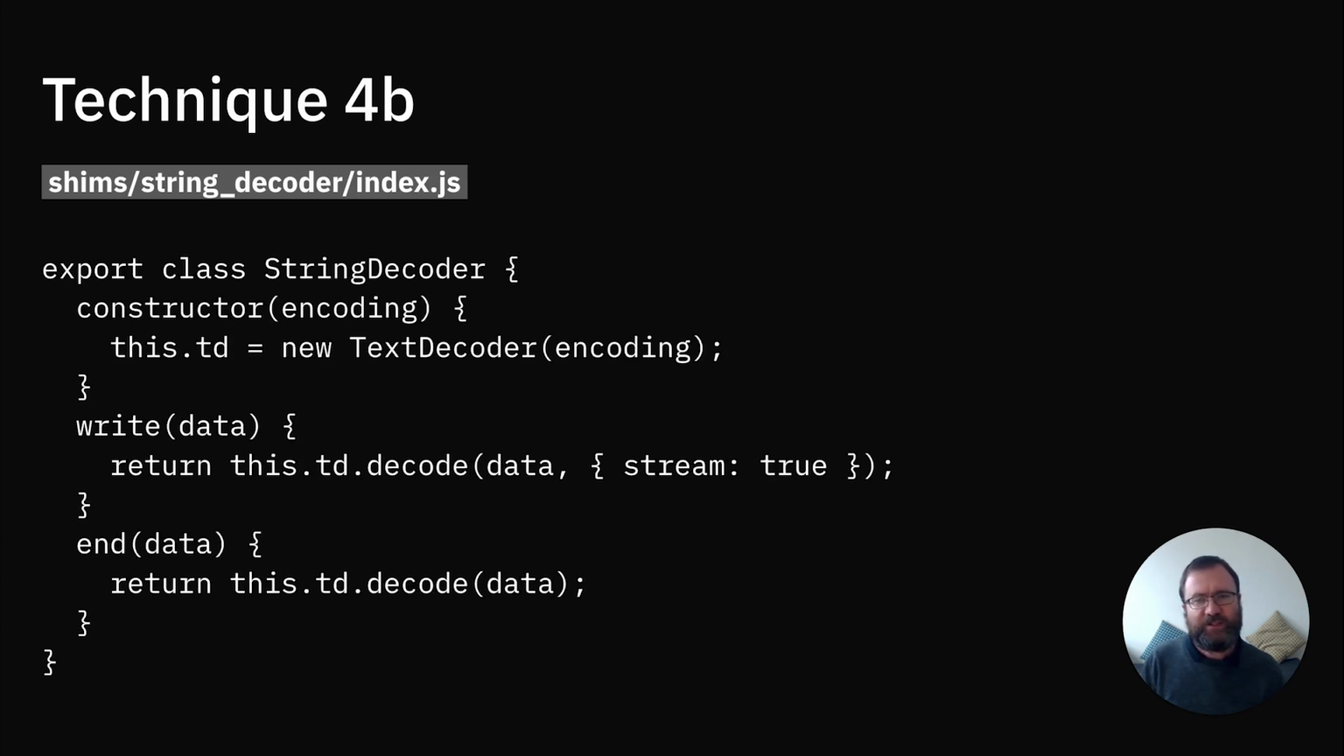And then in the index.js file, so in the JavaScript implementation, the implementation of string decoder is super simple. It just translates string decoder methods to text decoder methods. So at the point that the string decoder is constructed, we just create a text decoder object for use behind the scenes, and then both write and end on string decoder make use of the text decoder's decode method, with or without the streaming option, depending on which one was called. And certainly for the purposes of this example, that's a perfectly sufficient implementation of string decoder.